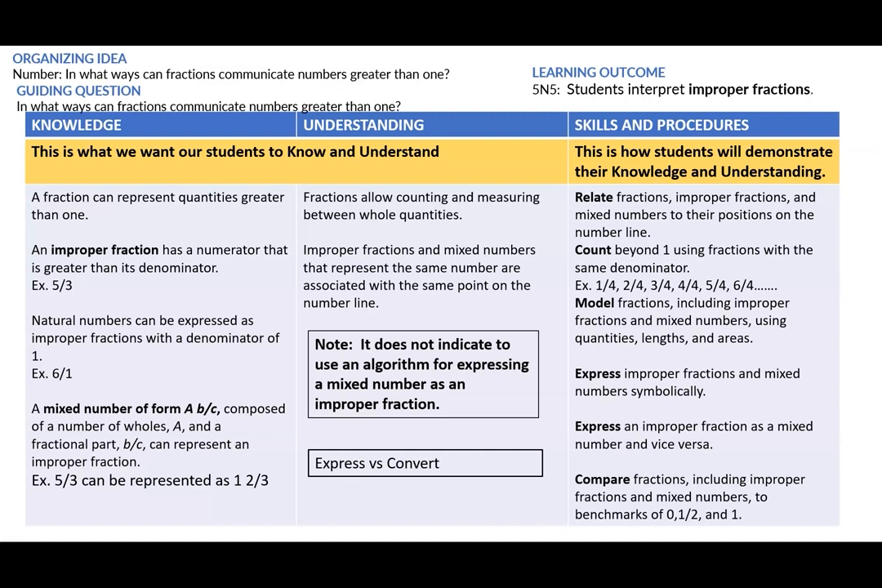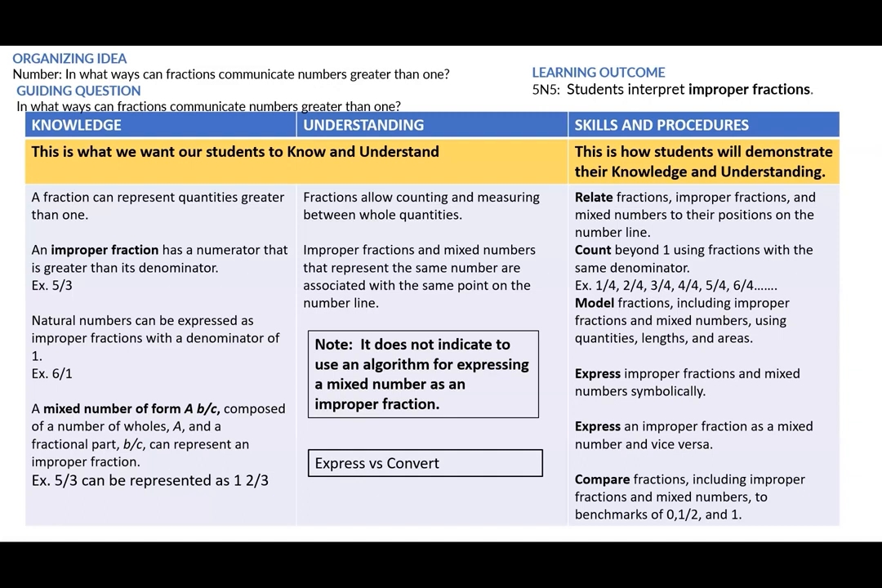So that is 6 wholes, 6 ones, or 6 whole numbers. And then a mixed number is written in the form A, which is a whole number, and B over C, which is a fractional part. And it says here that B over C can represent an improper fraction. B over C in itself can represent an improper fraction, but A and B over C together will represent the mixed number. Sorry, I confused you there.